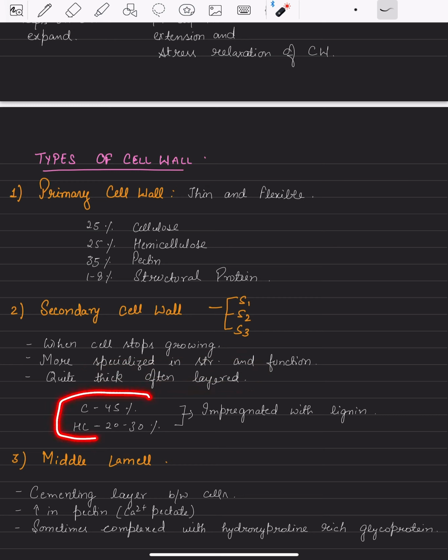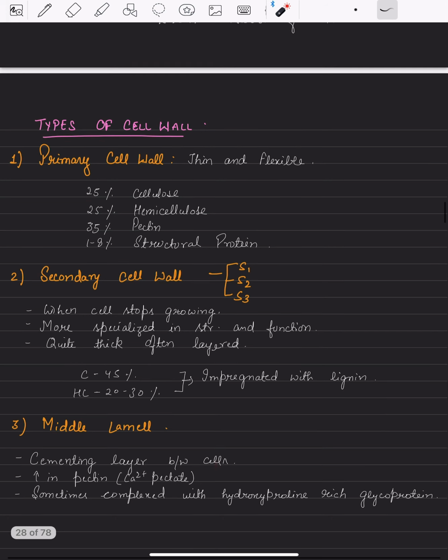You can see here the composition. Cellulose is 45%, hemicellulose is 20 to 30%. Here the cellulose is more, whereas in the primary cell wall, pectin is more. This cellulose and hemicellulose is impregnated with lignin. Then comes the middle lamella. It acts as a cementing layer rich in pectin or calcium pectate. At the time of fruit ripening, this calcium pectate is dissolved. It is complexed with hydroxyproline rich glycoprotein.